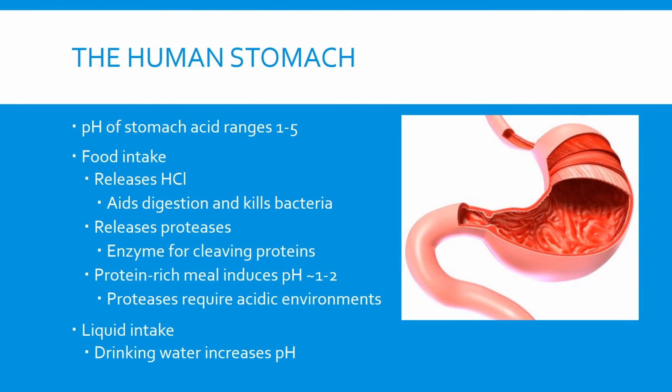The human stomach. The pH of stomach acids ranges from about 1 to 5. This depends on our food intake and liquid intake. When we eat food, we release hydrochloric acid, or HCl, which aids in digestion, and it also kills bacteria. We also release proteases, which are enzymes used for cleaving proteins. So when we eat a protein-rich meal, this induces a low pH environment in our stomach, which is essential for proteases to have optimal efficiency.